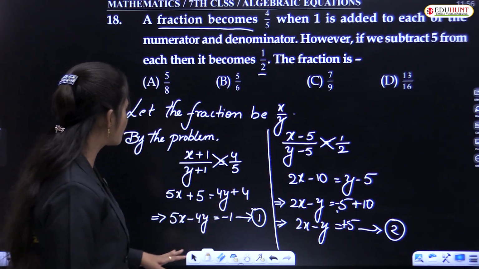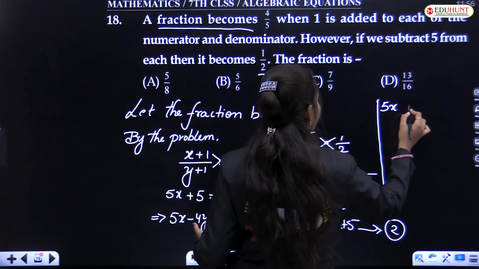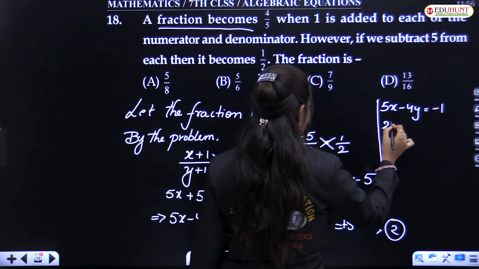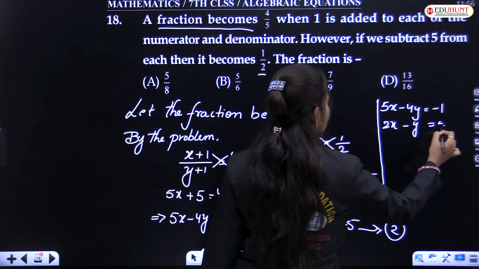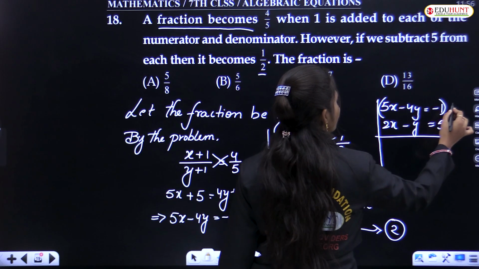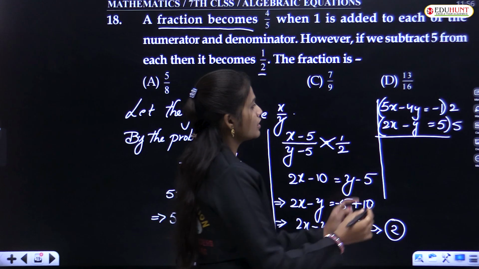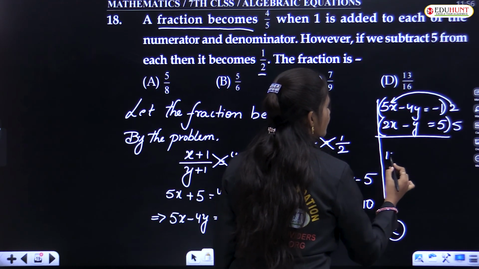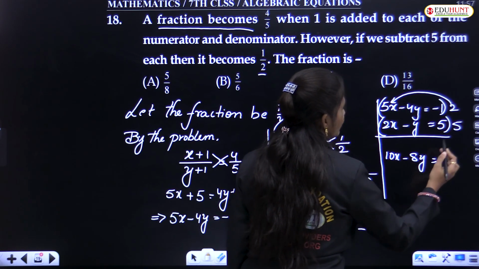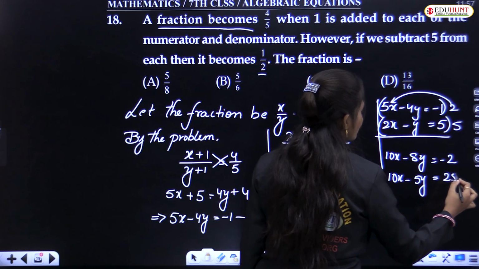Now we have to solve those two equations. What is the first one here? 5x minus 4y is equal to minus 1. And here this is 2x minus y is equal to 5. So the first equation should be multiplied by 2 and the second equation by 5. The first equation: 2 into 5x is 10x, minus 2 4s are 8y, is equal to minus 2. And here 5 2s are 10x, minus 5y, is equal to 5 5s are 25.